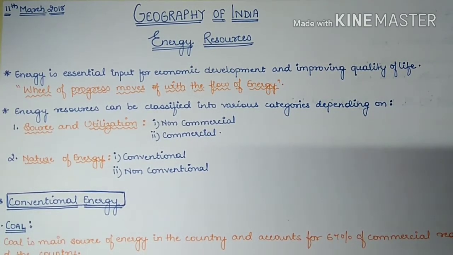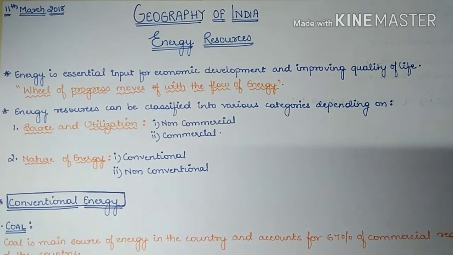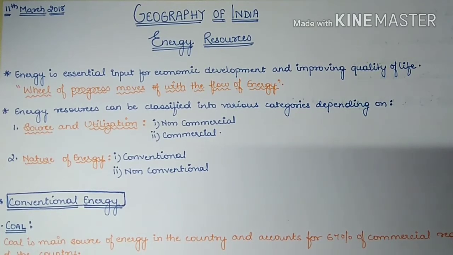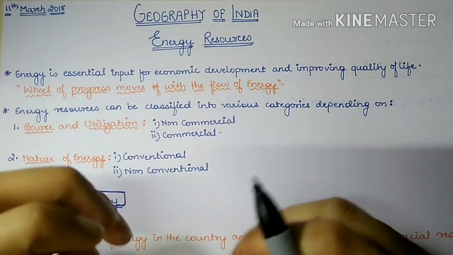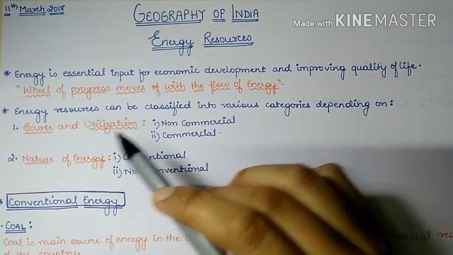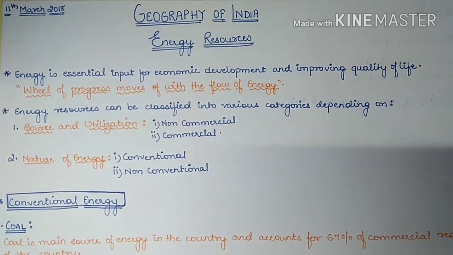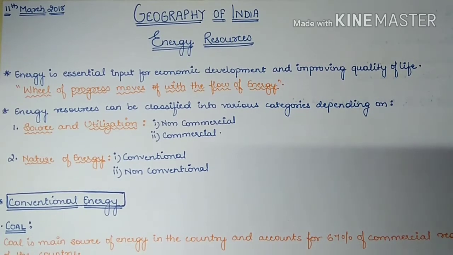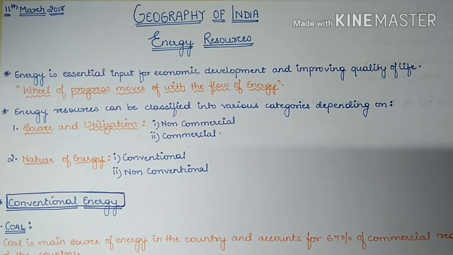It is a famous saying that the wheel of progress moves with the flow of energy. Like we require energy for everything, so for the progress and development of the country or any area, we require energy. Now, energy resources can be classified into various categories. First is on the basis of source and utilization.